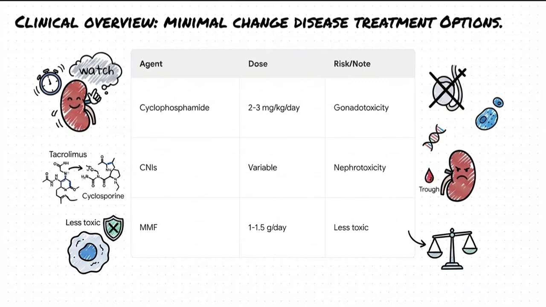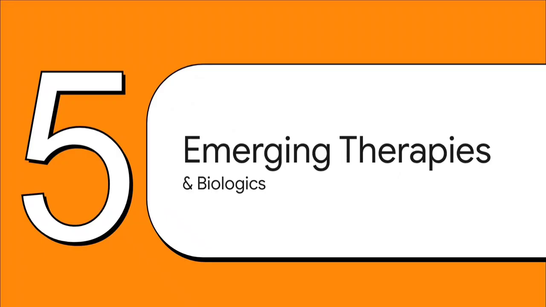Second up, we have calcineurin inhibitors, CNIs, like tacrolimus and cyclosporine. Super effective, but ironically, they carry a significant risk of nephrotoxicity with prolonged use, so you're religiously monitoring trough levels. Finally, there's mycophenolate mofetil, or MMF, dosed at 1 to 1.5 grams a day in adults. MMF is becoming increasingly favored as a less toxic alternative for patients who just can't tolerate the side effects of cyclophosphamide or CNIs. All right, Section 5, Novel Emerging Therapies and Biologics.